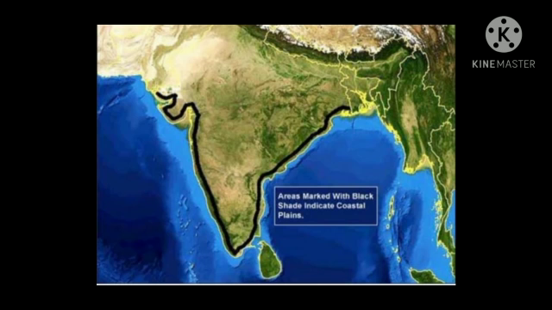Now, let's learn about the coastal plains. On both sides of the southern plateau are narrow strips of coastal plains which are very fertile. These are called the western coastal plains and the eastern coastal plains. The eastern coastal plains are broader than the western coastal plains. The climate here is neither too hot nor too cold, or we can say the climate here is moderate.